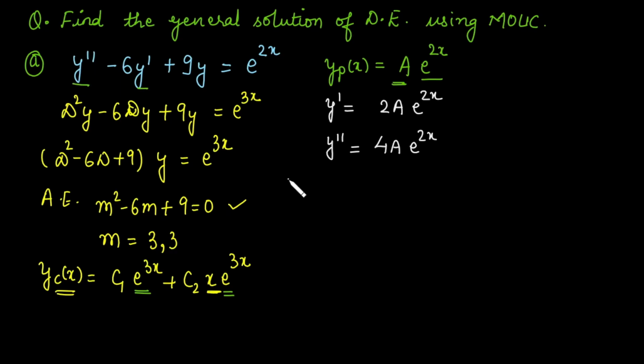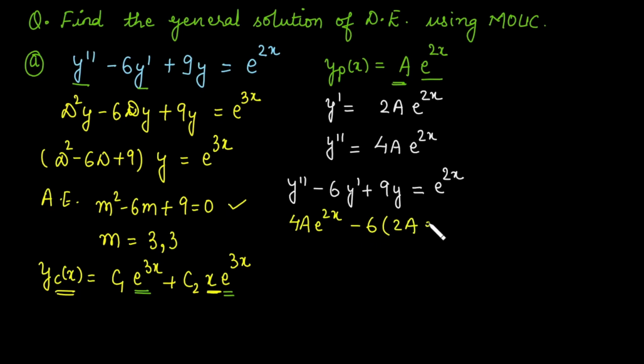Second order derivative minus 6 times first order derivative plus 9y is equal to e raised to power 2x. We need this form. So we substitute these values over here. Second order derivative is 4a e raised to power 2x, minus 6 times first order derivative, that is 2a e raised to power 2x, plus 9y, that is the trial form of particular integral, a times e raised to power 2x. So this must be equal to e raised to power 2x.